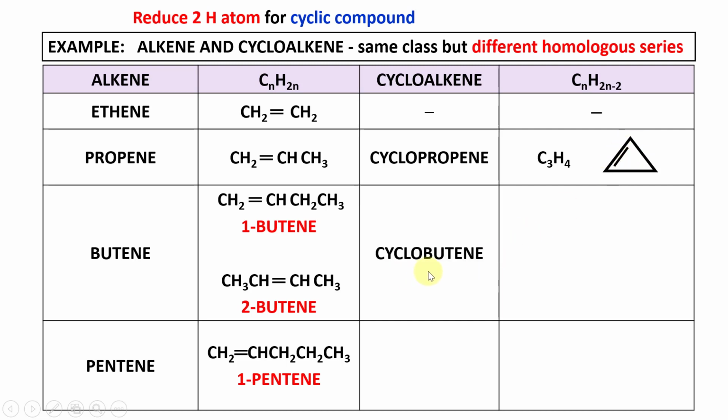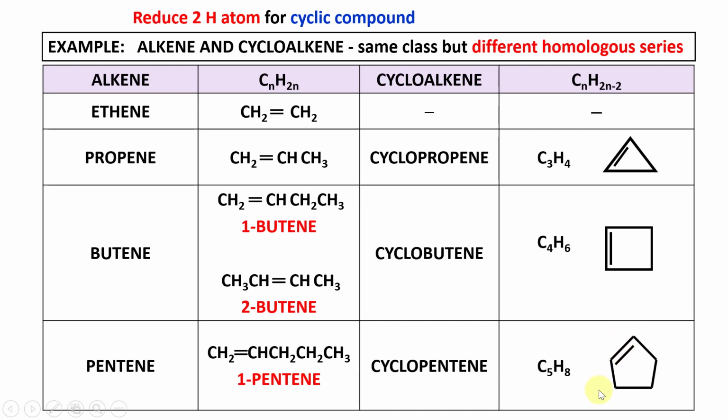For butene, it is cyclobutene. So here we have one carbon-carbon double bond, and pentene will become cyclopentene with one carbon-carbon double bond.